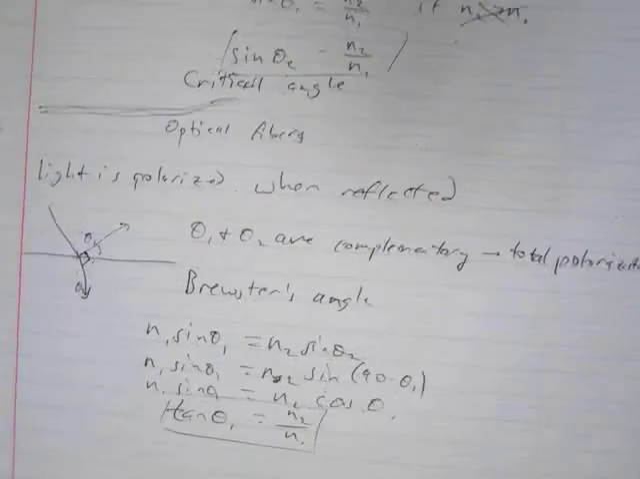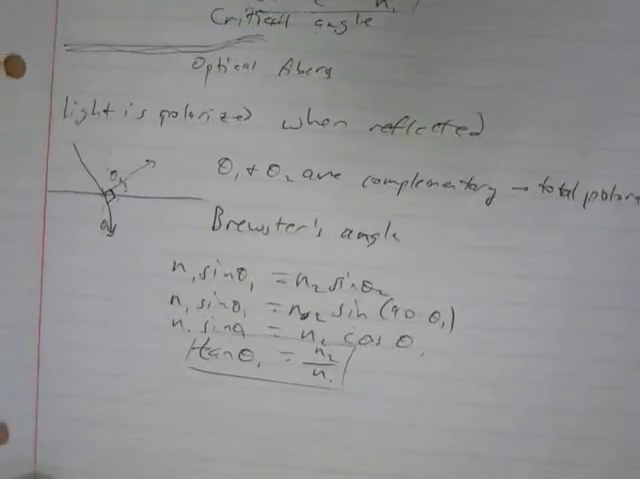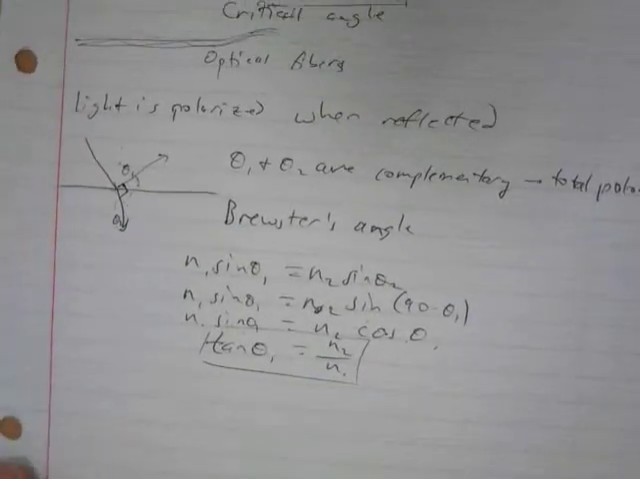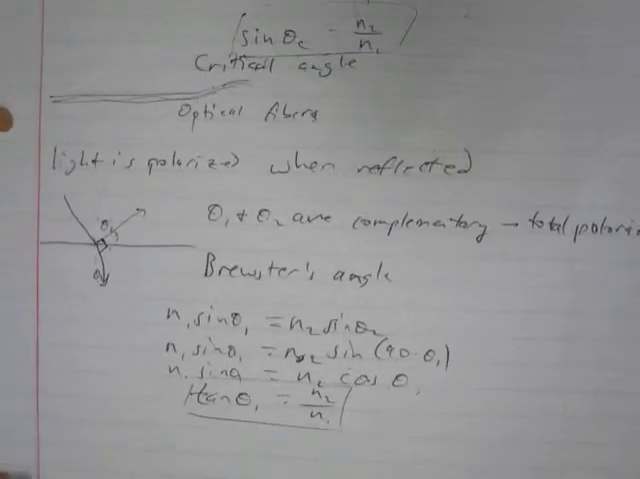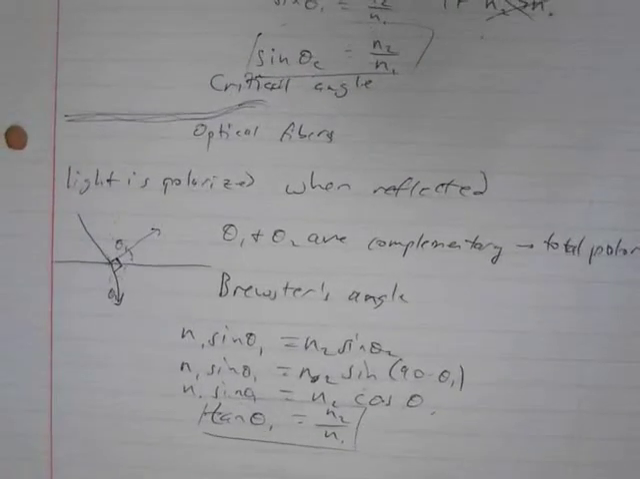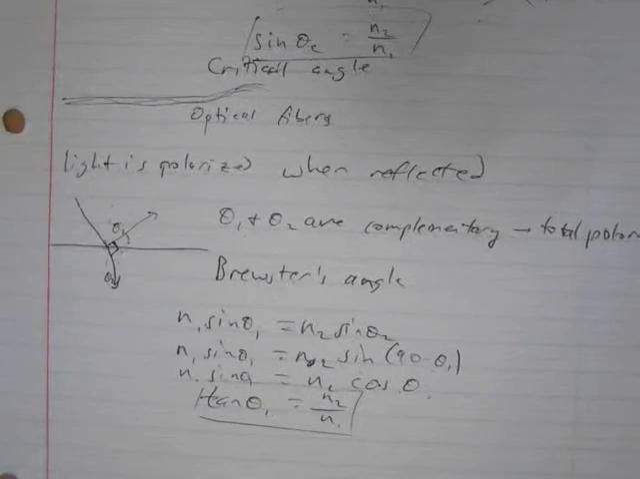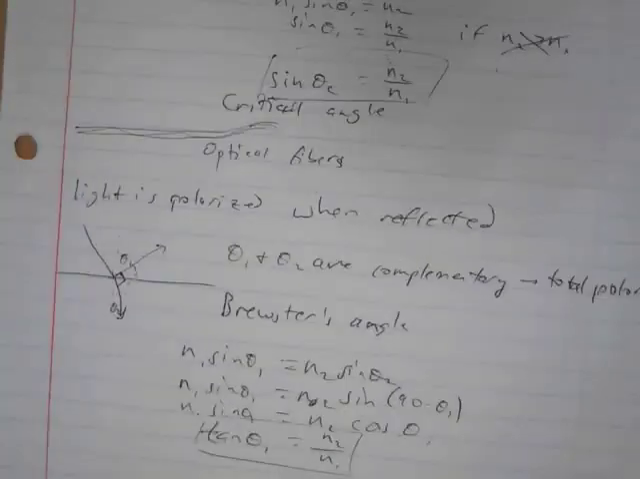So we have a couple different formulas related to Snell's law. I've got critical angle, Brewster's angle, and then Snell's law itself. And these are all formulas that we can use to calculate things related to refraction and total internal reflection, and then this total polarization.